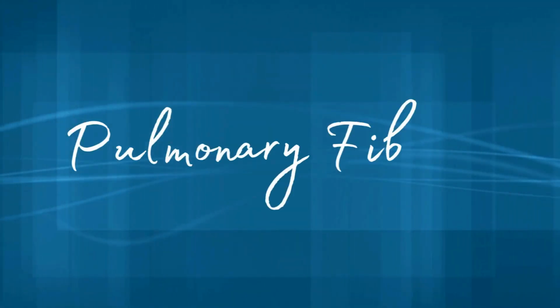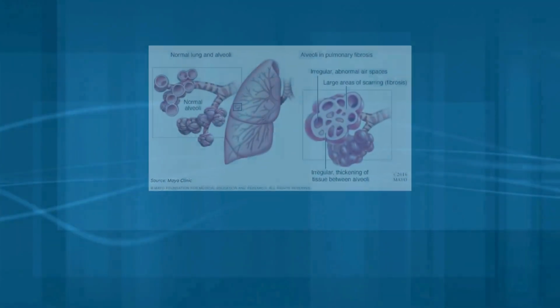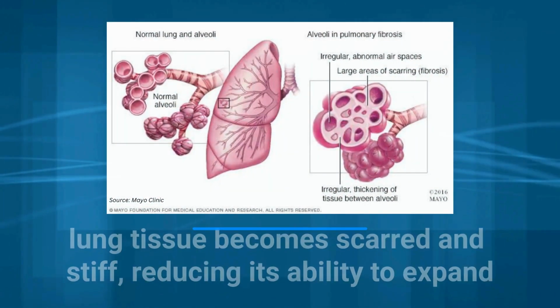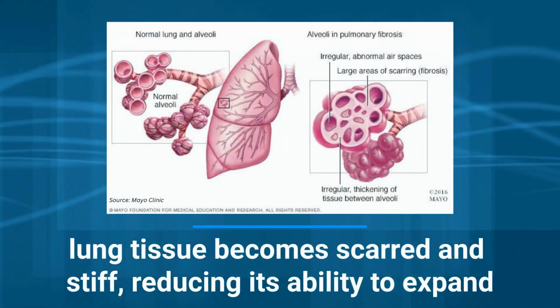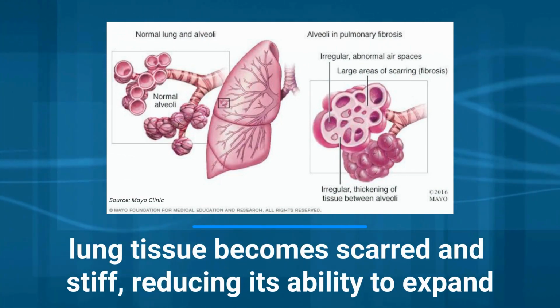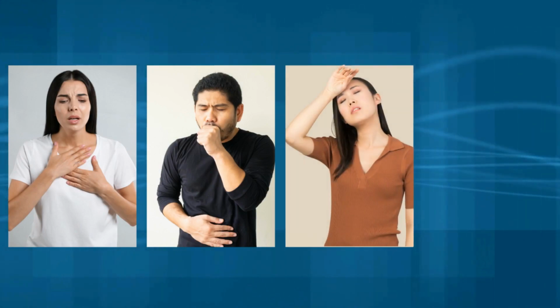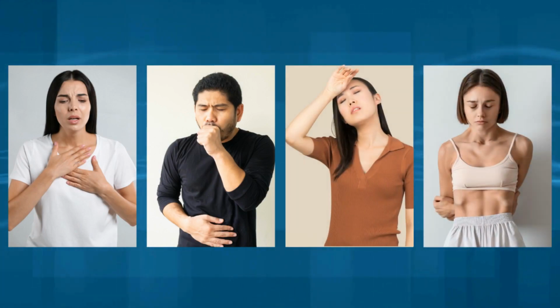Next, let's talk about pulmonary fibrosis. A progressive condition where the lung tissue becomes scarred and stiff, reducing its ability to expand. Symptoms may include shortness of breath, dry cough, extreme tiredness, and weight loss that's not intended.